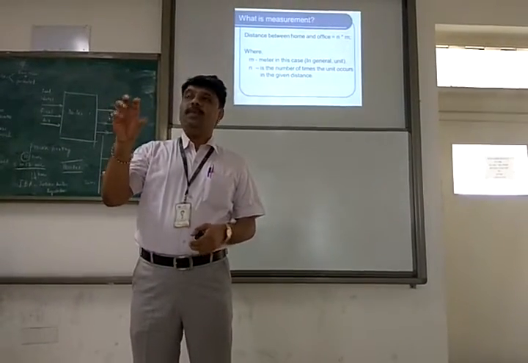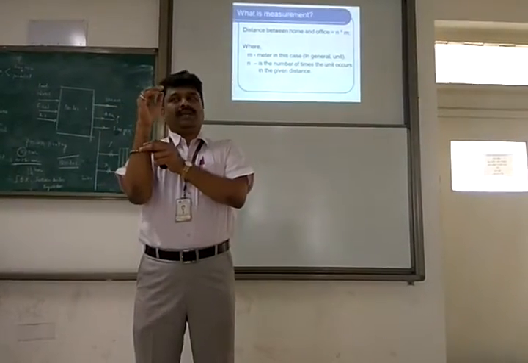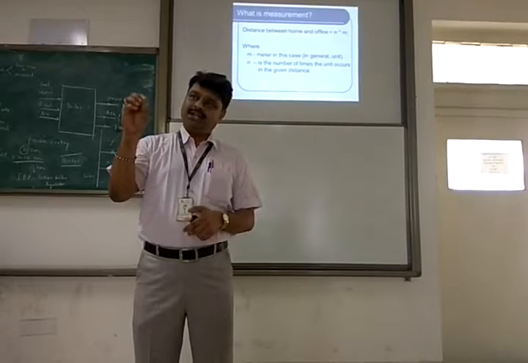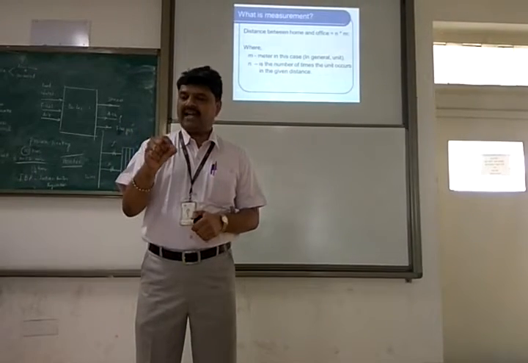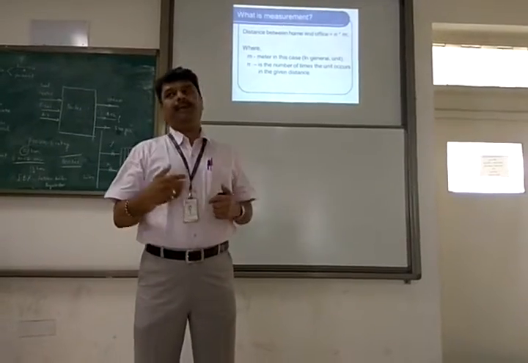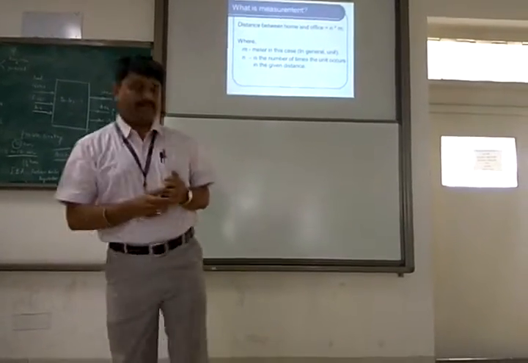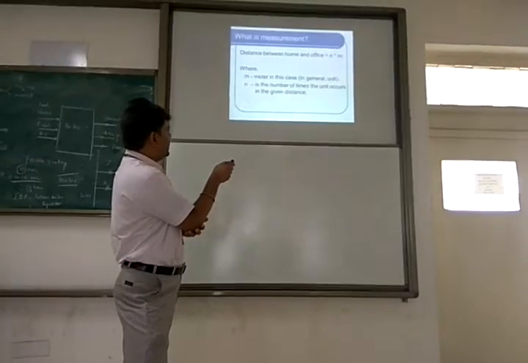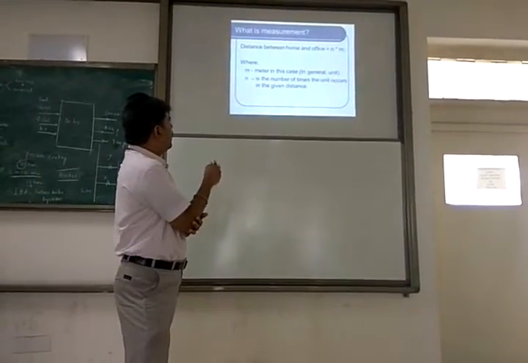That 20 is the numerical multiplier of this unit. By the act of measurement, we find out that numerical multiplier. That 20 is found out by the act of measurement. So measurement is finding the numerical multiplier n, and m is the unit.